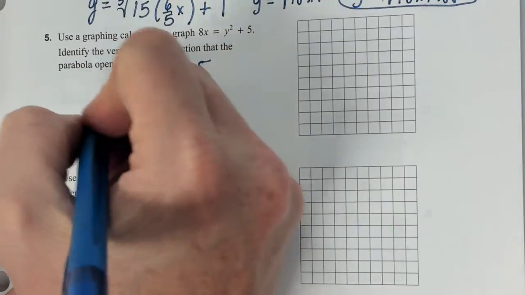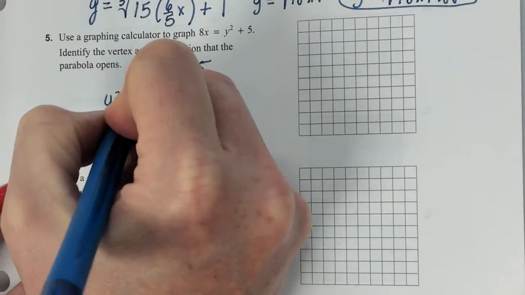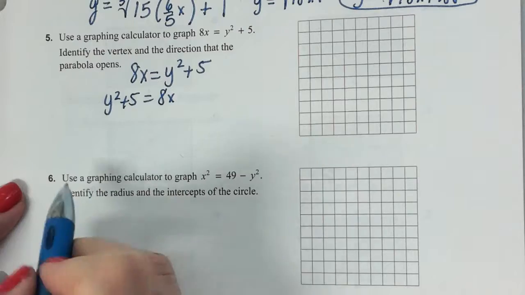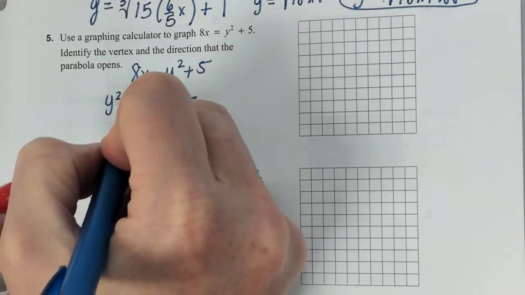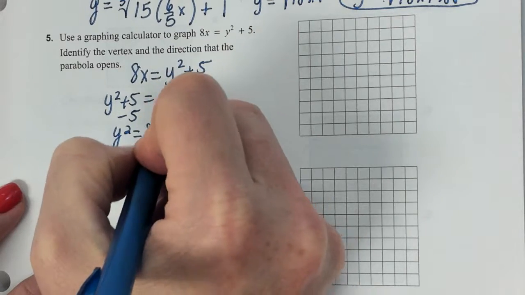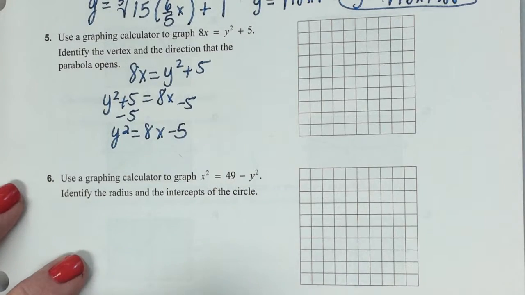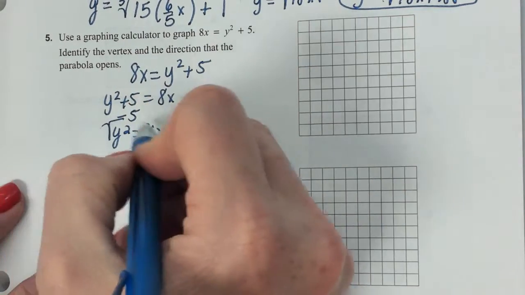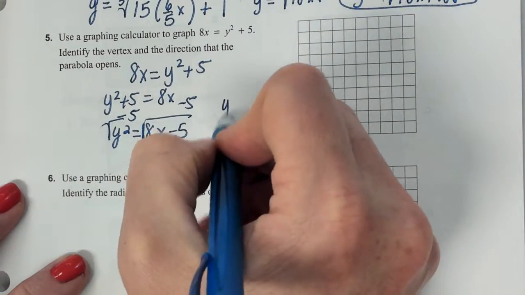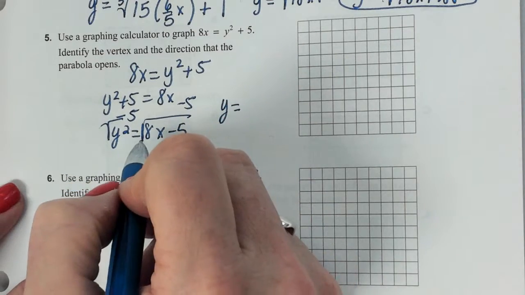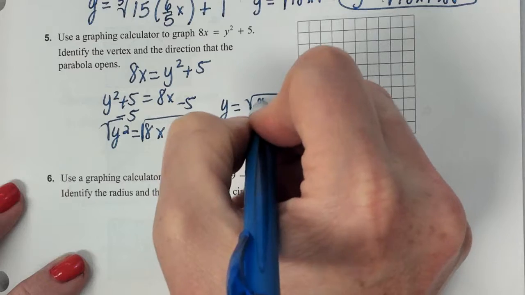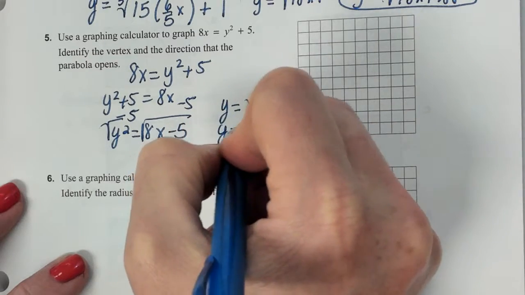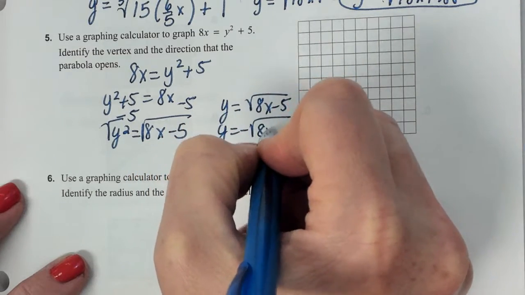Okay, so I'm going to rearrange this. I'm just going to use the symmetric property to rewrite it like this. And now I'm going to have to subtract 5, and I get y squared equals 8x minus 5. So now I want to get y by itself, so I'm going to take the square root of both sides. What do I always say we have to do when we take the square root of an equation? Plus or minus. So we're going to have positive square root of 8x minus 5, and we're going to have negative the square root of 8x minus 5.